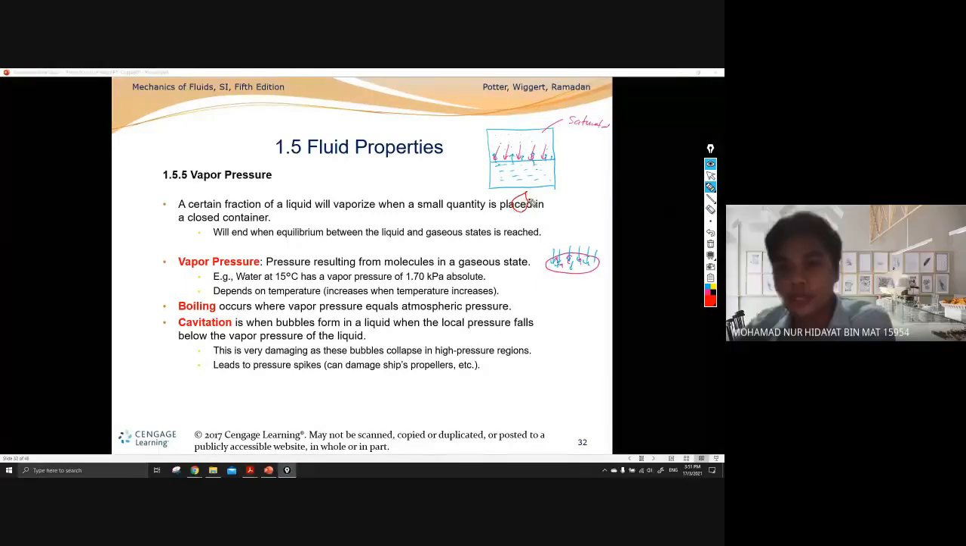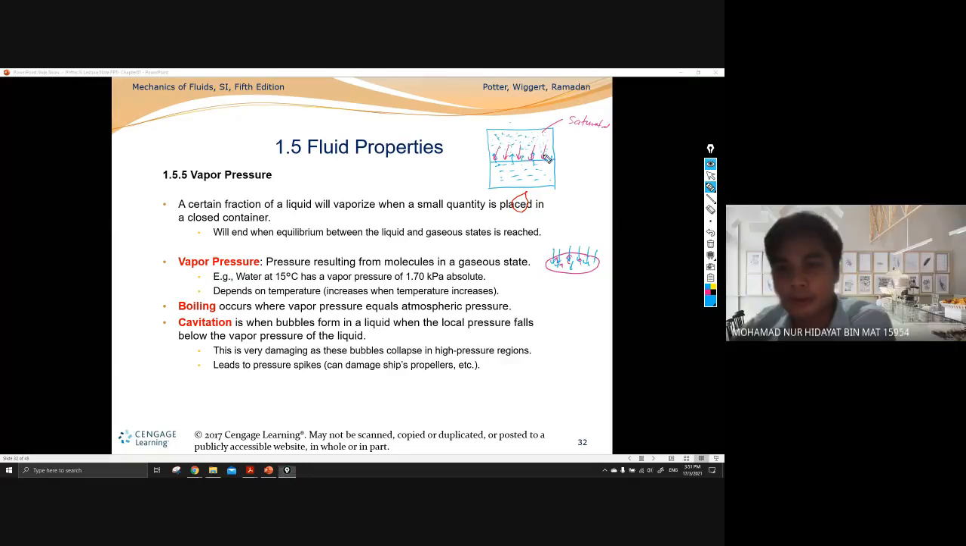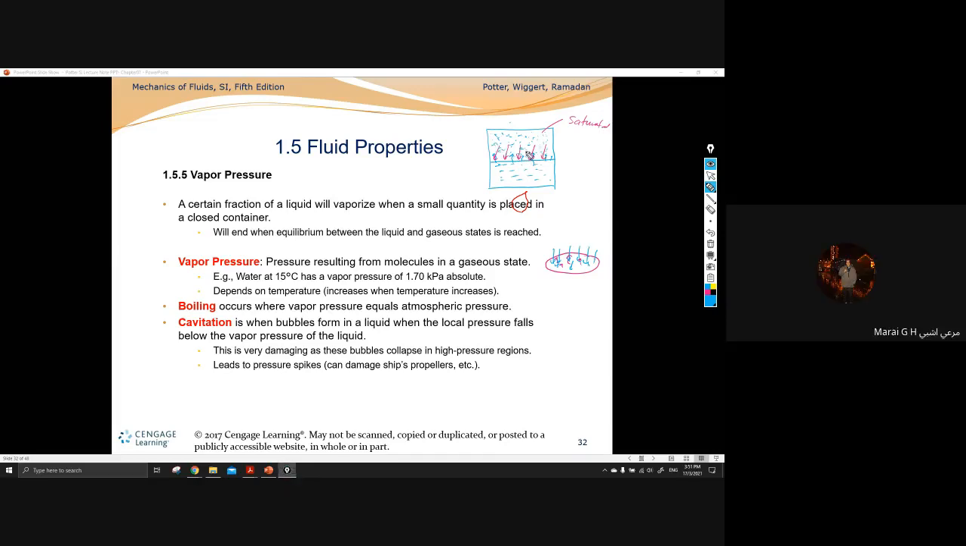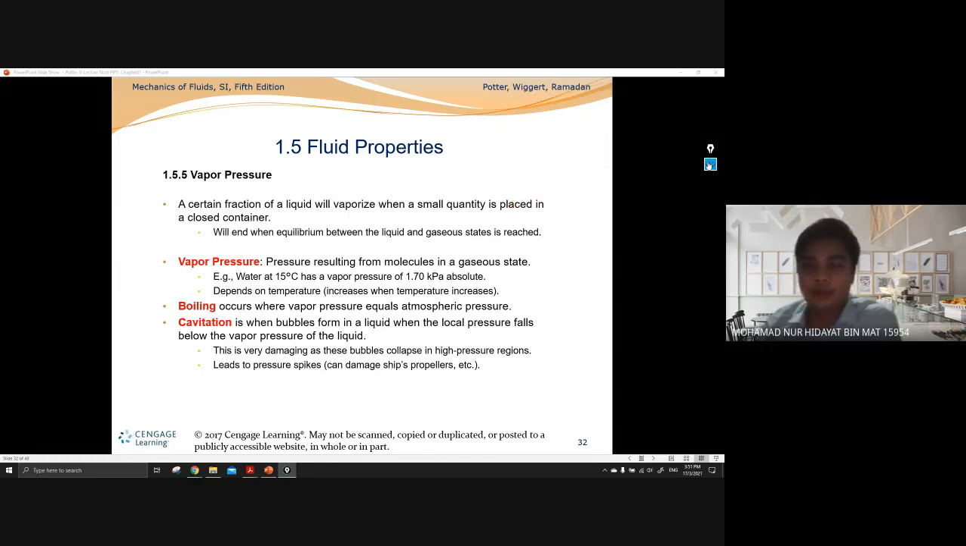So when you heat up the liquid, the water will escape more. What do you think of the pressure? Is it higher or lower? Higher. Increase. Okay. So now you understand. The higher the temperature, the higher the vapor pressure exerted on the surface of the water.